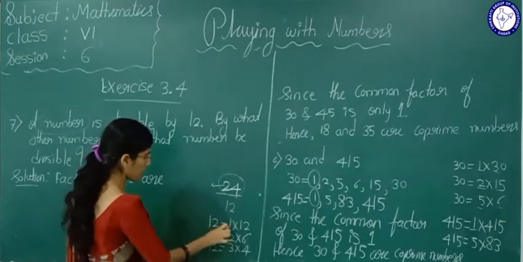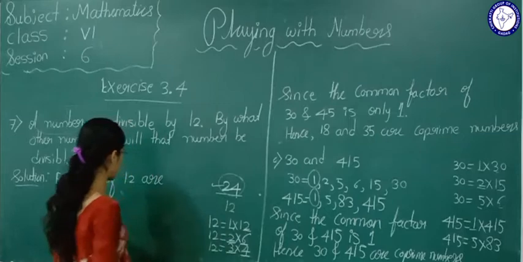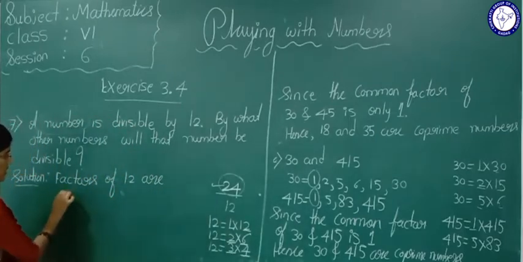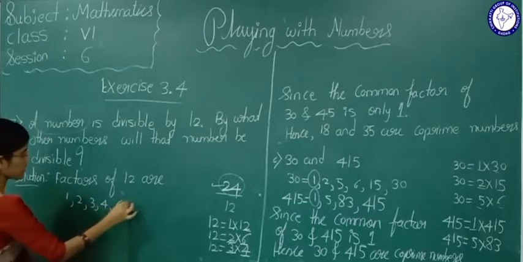What are the factors of 12? 1, 2, 3, 4, 6, 12. Factors of 12 are 1, 2, 3, 4, 6, 12.